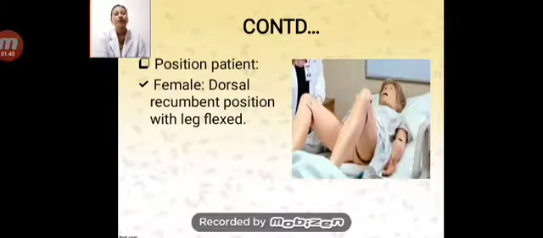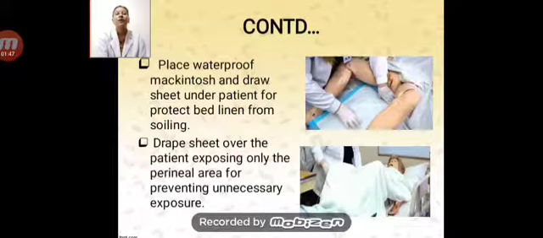Coming to the position, we have to keep the patient in a dorsal recumbent position with the legs flexed. We have to place the Macintosh and draw sheet under the patient in order to protect the bed from any soil. We also have to drape the patient with a sheet, exposing only the perineal area to prevent any unnecessary exposure of the patient.